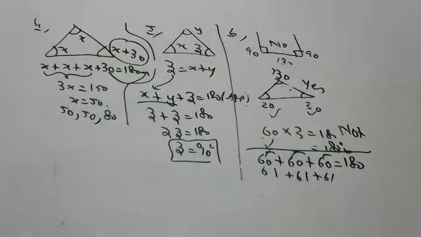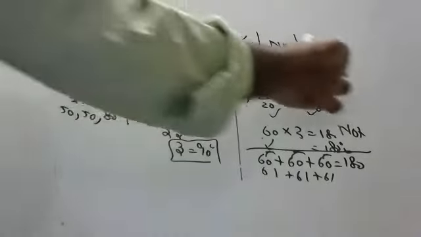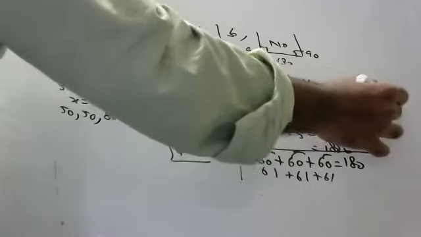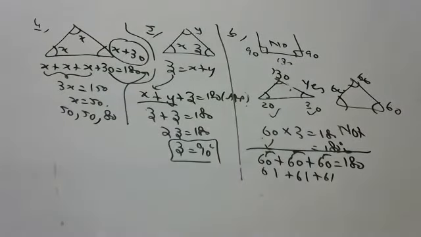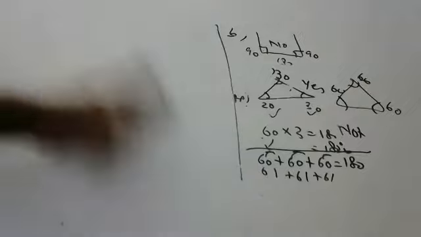Next, all angles equal to 60, is it possible, children? Yes, sir, it's possible. Such type of triangle is called? Equilateral triangle. All angles are equal, equilateral triangle.